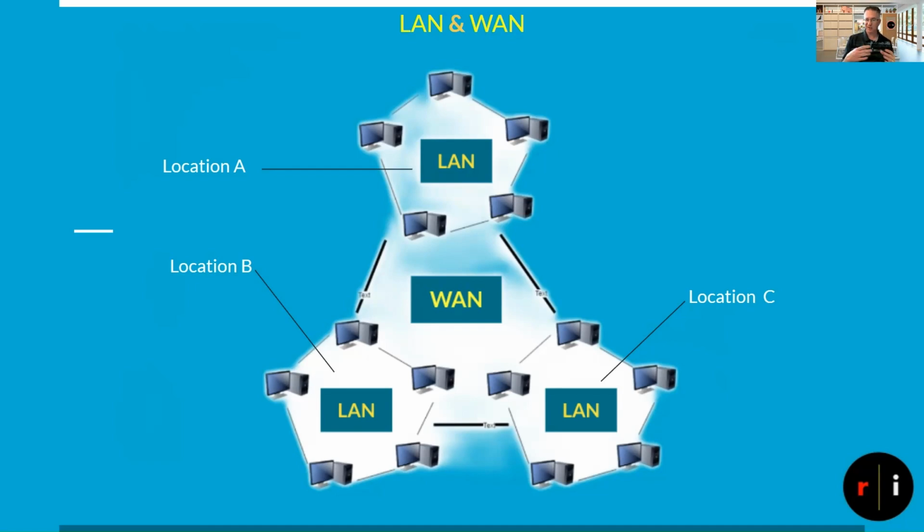So let's say the grouping at the top, maybe that's, I don't know, Portland, Oregon. And let's say the grouping on the bottom left, maybe that's Denver, Colorado. And on the bottom right, that's Atlanta, Georgia. And together, they are networked using the internet to create a wide area network.